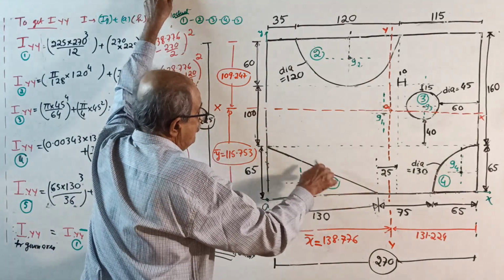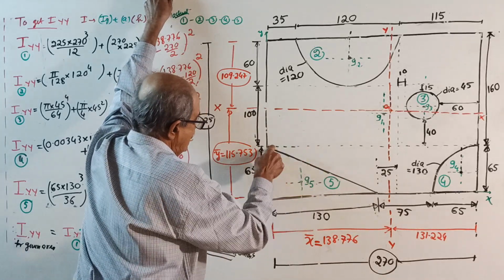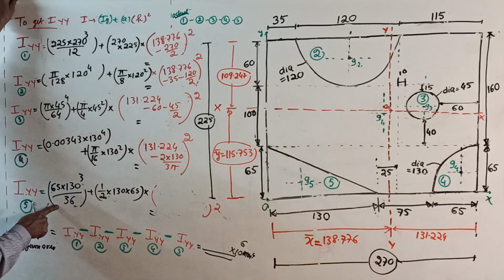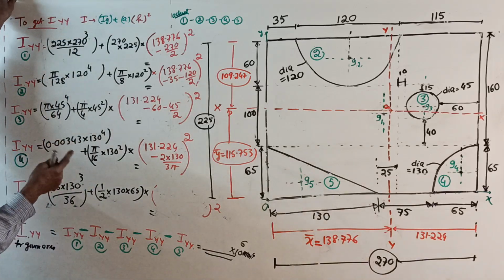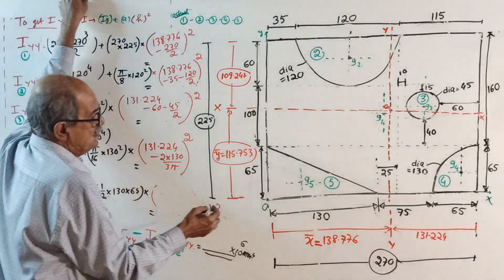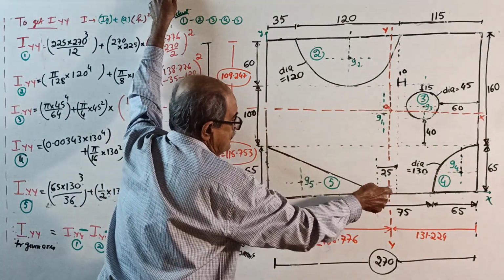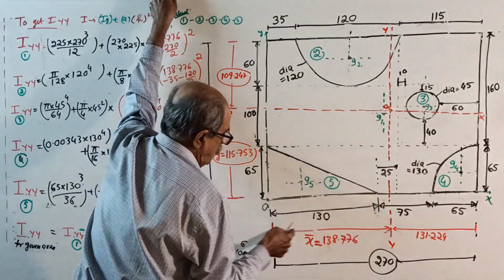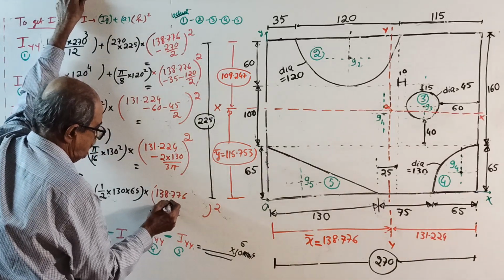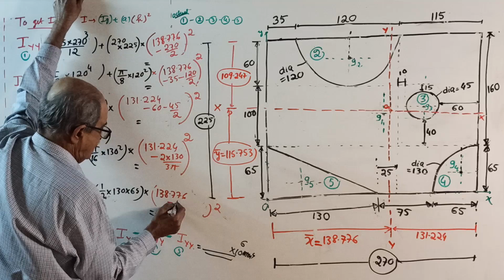I about yy for figure number 5. I about its own centroidal axis parallel to yy. 65 is the parallel side into 130. 65 into 130. See, last time it was 130 into 65 cube. Now 65 into 130 cube by 36 plus area into from centroid of the triangle to yy. This distance square is 138.776 minus this distance, which is 1 by 3 of 130.